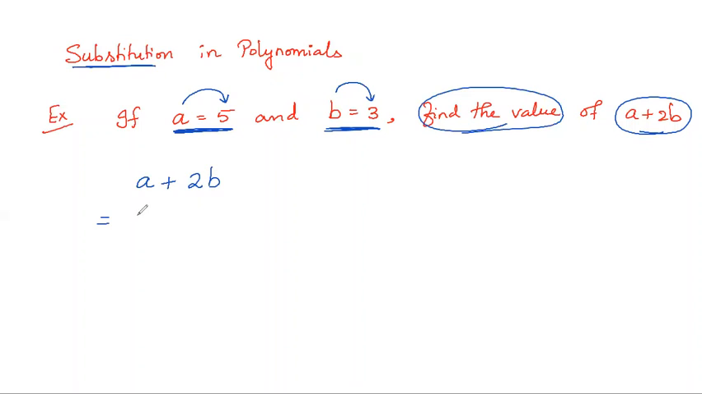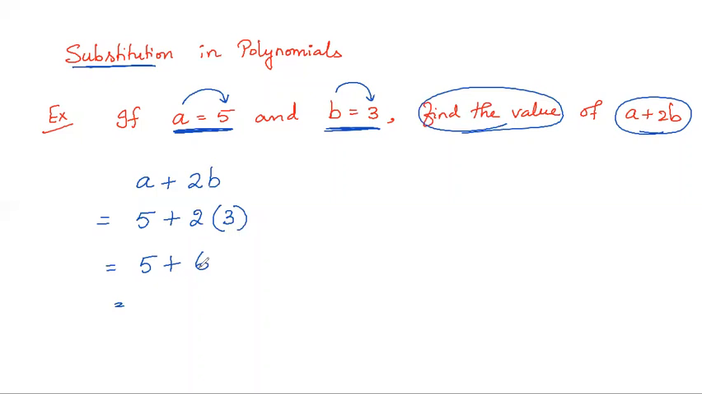So what is it? A is 5. So instead of a, I'm substituting 5, plus 2 times. What is b? It is 3. So 2b means 2 into 3. So it is 5 plus 2 into 3 is 6.